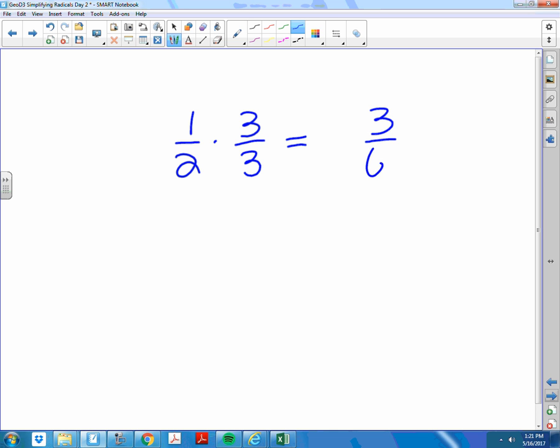How many different versions are there of the number 1? A lot. Because if I write it in fraction form, any fraction that's the same number over the same number equals 1. If I take 1/2 and I multiply it times 3 over 3, I get 3 over 6, which didn't change the value of my number. I just multiplied it for no reason times the number 1.